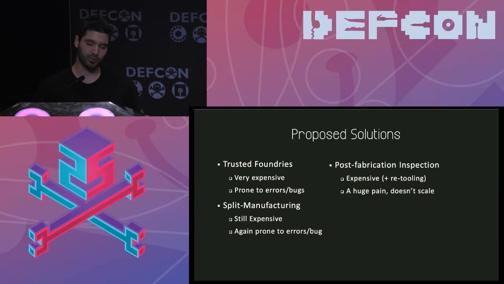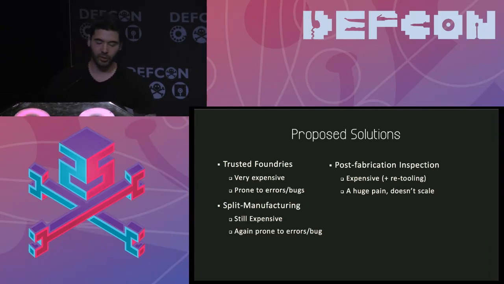And the final one is post-fabrication inspection. So what happens is that you order your integrated circuit, they manufacture it, you get it back, and then you run some tests on it. The problem with this is that it's expensive. You need expensive tools to do that. You need to constantly retool because techniques advance. And then it's a huge pain because if you order a few thousand chips, you cannot test all of them. So it doesn't scale very well.